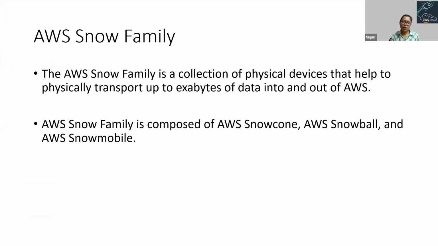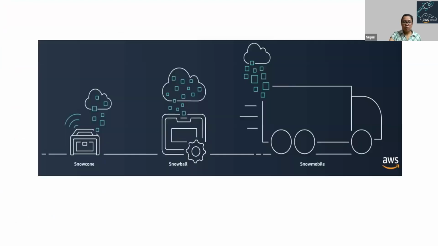So the three snow families are there, like AWS Snow Cone, AWS Snowball, and Snow Mobile. So these are the three things. So if we talk about Snow Cone, then it is a small device which has been available that will transfer your data to the AWS. If we talk about Snowball, then there will be a huge amount of data. If you want to transfer that, then you can use the Snowball.